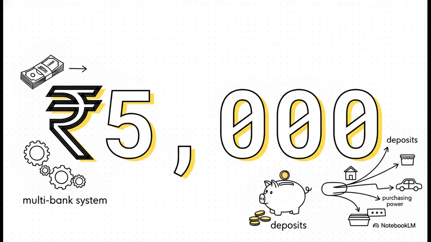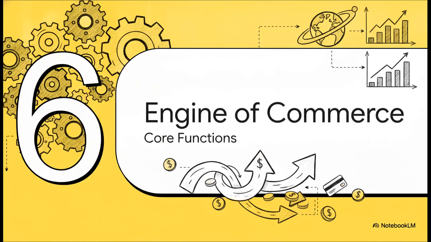The bank didn't print any new currency, but by systematically lending out a fraction of its deposits over and over, it quite literally created new credit, new purchasing power in the economy. It's wild. Section 6. The engine of commerce.